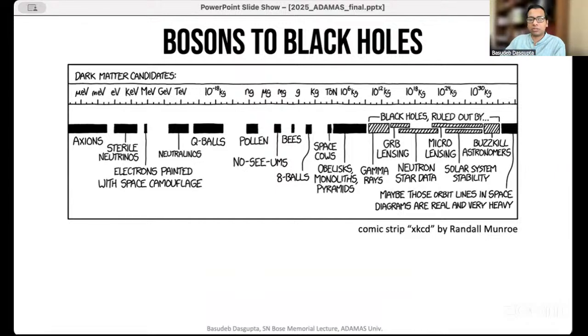So this is a comic strip from the famous comic XKCD by Randall Munroe. And this is, of course, a little bit of a joke, okay? Because what it does is it gives you the different masses here on a scale and examples of things that could be dark matter. Not all of these are serious things. Some of them are, but the main point to keep in mind here is that it spans a very large range of masses.